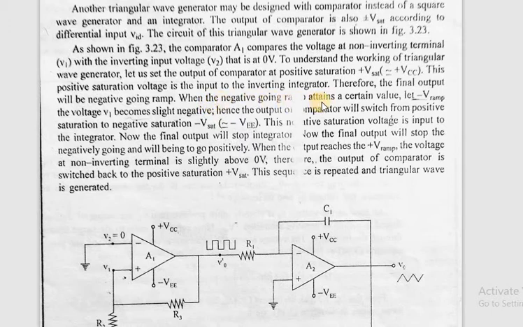When the negative going ramp attains a certain value, let us say minus Vramp, the voltage V1 becomes slightly negative, and hence the output of the comparator will switch from positive saturation to negative saturation. We are saying initially that V1 is slightly greater than V2.